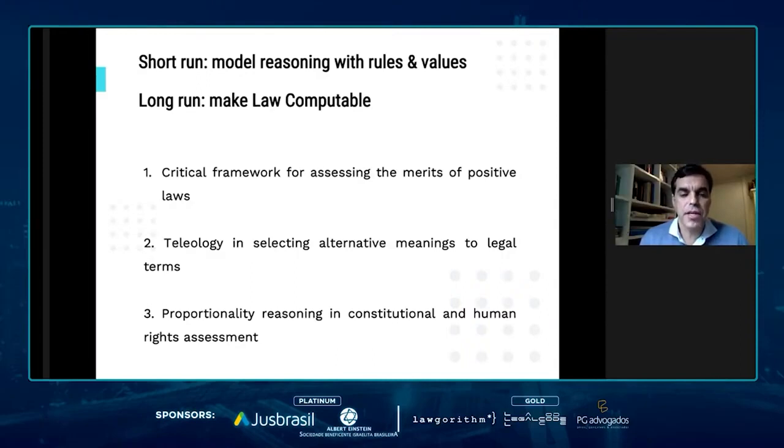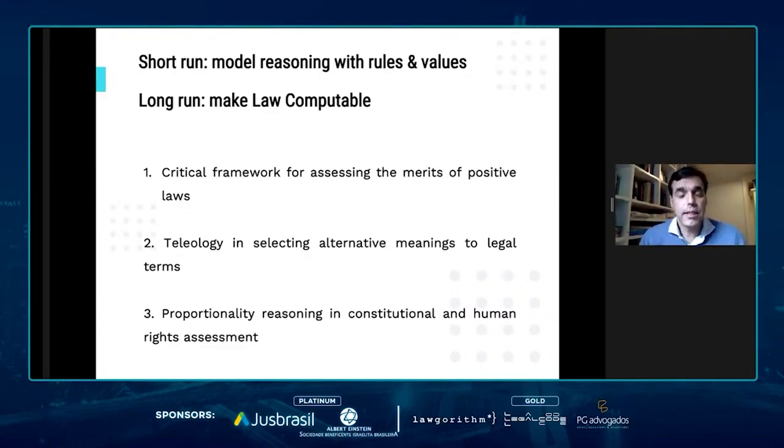The third way in which values and rules are interrelated regards proportionality reasoning in constitutional and human rights assessment. If there is an infringement of a constitutional right, this infringement is assessed with respect to advantages regarding other constitutional rights and fundamental rights and values, and it's assessed whether there is a better trade-off in this conflict between constitutional values. So also here there is a choice between the underlying morality, public policies, or fundamental rights, which are relevant for the application of rules.